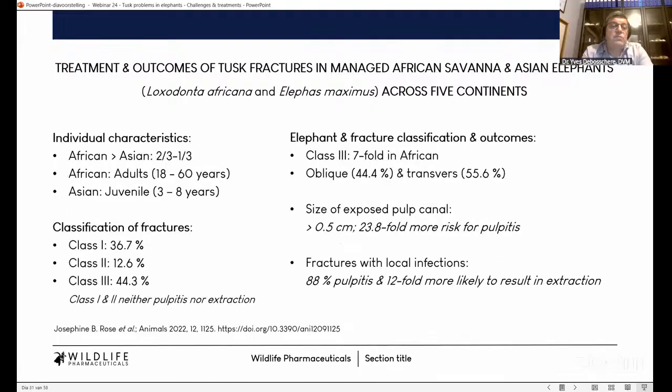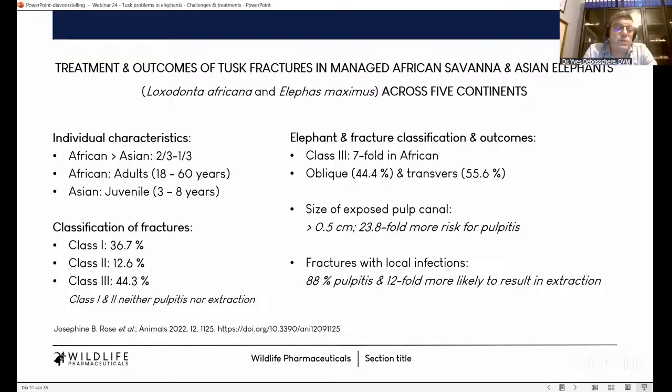So if you look at individuals, you can see that there were much more African than Asian, that the African were adults and that the Asian were juvenile. As you remember, I said that the Asians are coming in much earlier and that they start earlier to fight and then break their tusks much earlier at that time. So if you see the classification 1 and 2, that means the non-open pulp, that is almost a half, and then the class 3 is the other half.